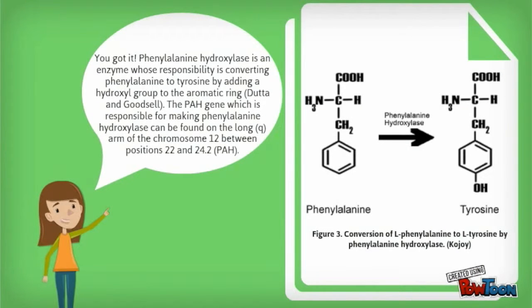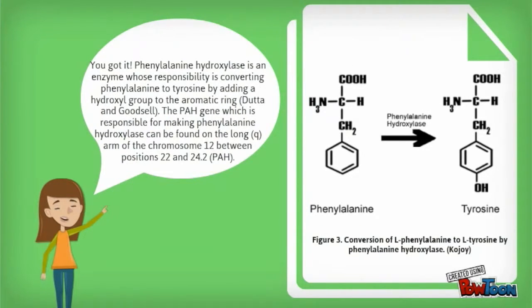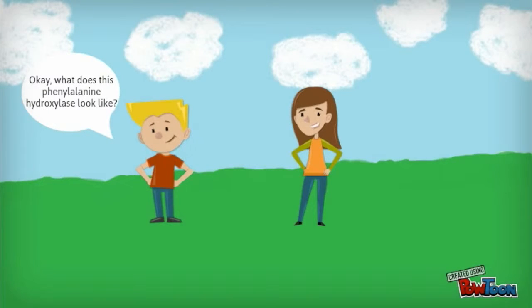Phenylalanine hydroxylase is an enzyme whose responsibility is converting phenylalanine to tyrosine by adding a hydroxyl group to the aromatic ring. The PAH gene, which is responsible for making phenylalanine hydroxylase, can be found on the long Q arm of the chromosome 12 between positions 22 and 24.2. Okay, what does this phenylalanine hydroxylase look like?